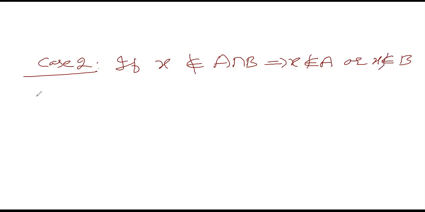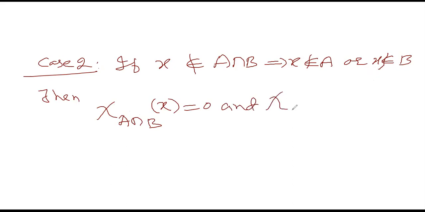So then what will be chi of A intersection B of X? It's equal to 0. And chi A of X into chi B of X is equal to 0, because either X is not in A or X is not in B. If X is not in A but in B, then this will be 0 and this will be 1. Therefore, it's equal to 0 into 1, which is equal to 0.